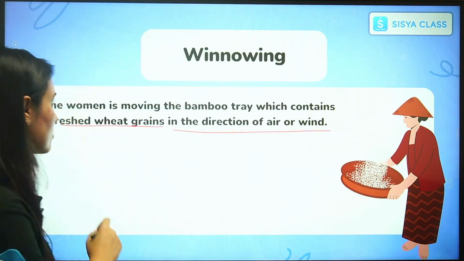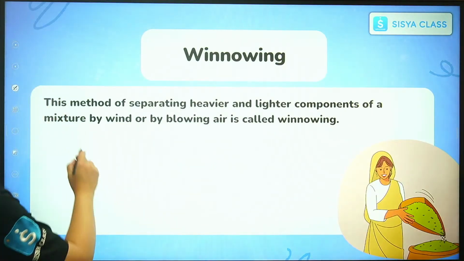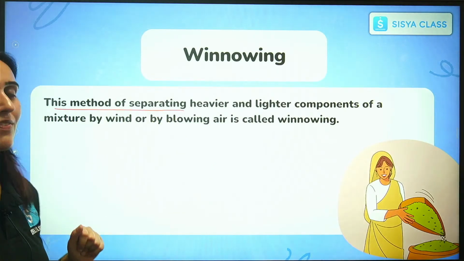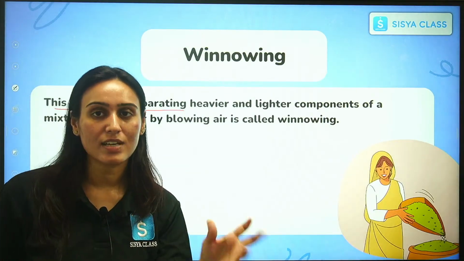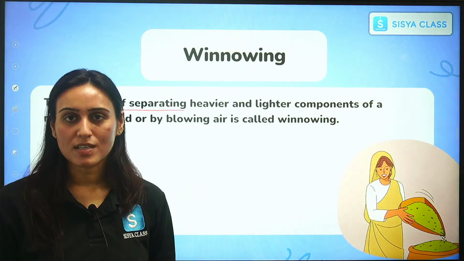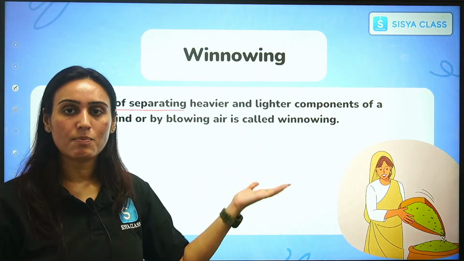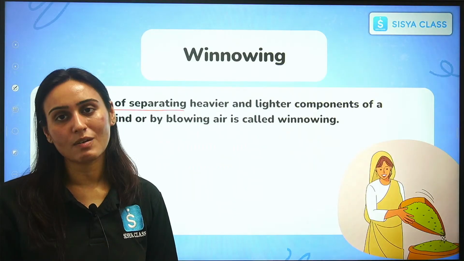Okay. So we are done with two methods now, right? Method of separating heavier and lighter components. We are using the principle of difference in mass, difference in density. Please remember the difference in density is the principle we are following here. That is how you can separate out your hand picking from winnowing, right?